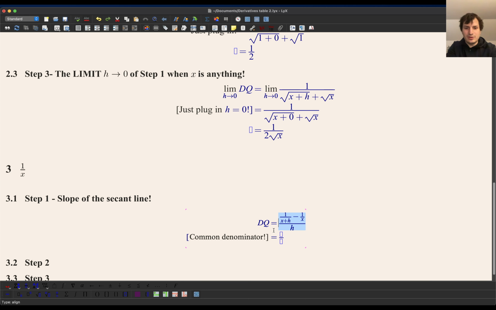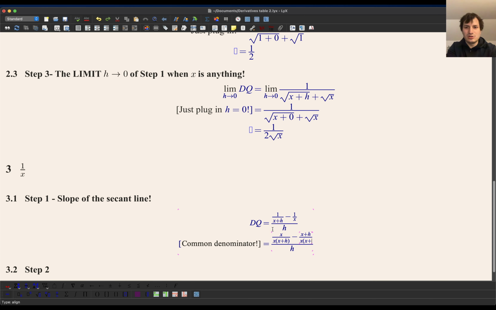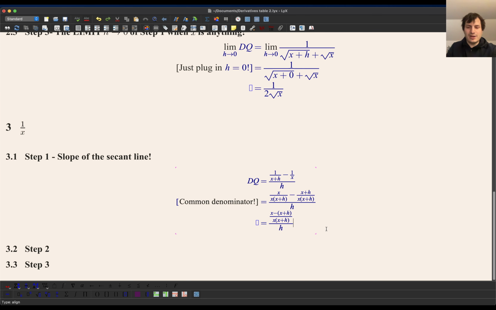Let's copy and paste the whole thing over, and then I will do the common denominator. To do a common denominator between x and x plus h, I'm going to multiply the top and the bottom here by x, and multiply the top and the bottom here by x plus h. So there's my common denominator of x plus h times x. And now I can subtract these two things. Okay, so here we go. I'll start by copying it. x minus x plus h. I've combined the two fractions now. So there you go. That's what we got.